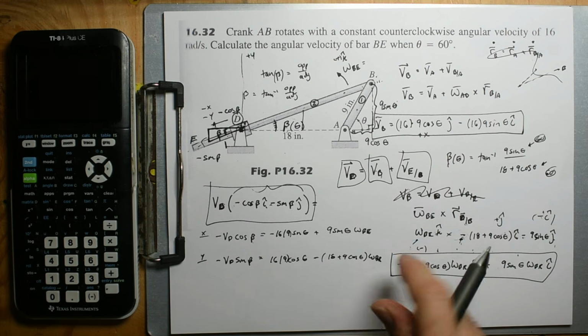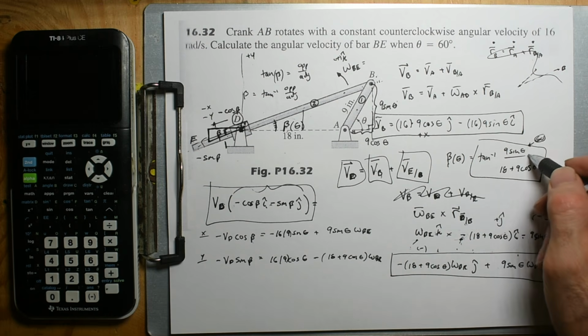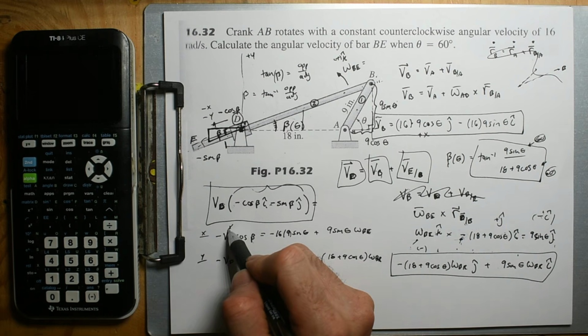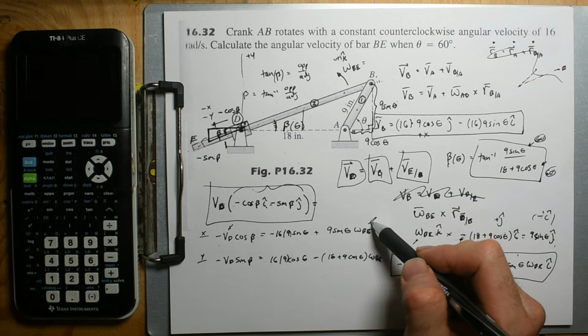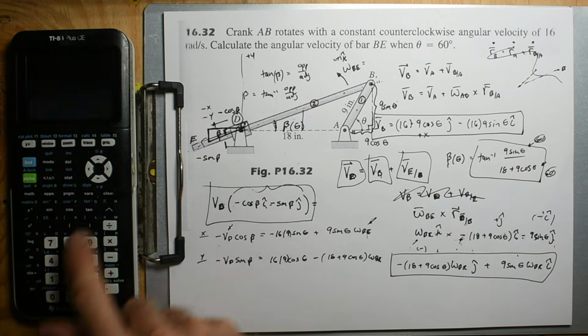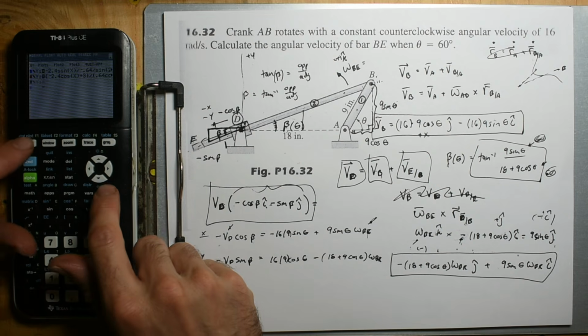Hell yeah. Okay, so beta is just going to be a constant. I'm going to throw that in. Okay, cool. VD I do not know. And then omega BE I do not know. Theta is going to be 60. And so the way I did this in my calculator is kind of interesting. So hopefully we can just crank this out.